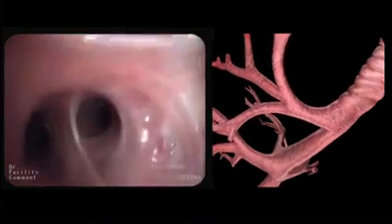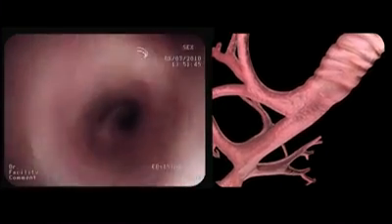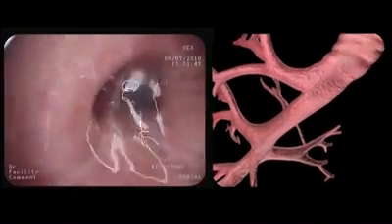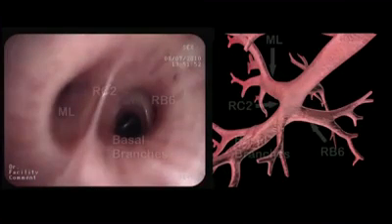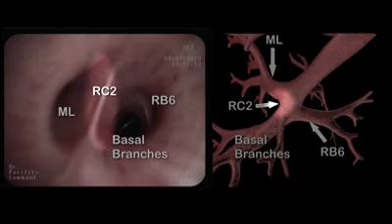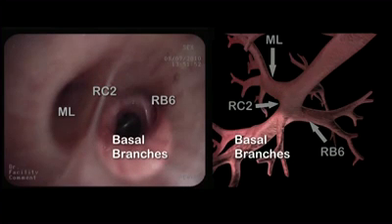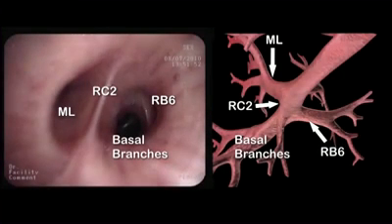We then head back and extend the bronchoscope into the intermediate bronchus. Here we identify the orifice of the middle lobe, the right carina 2, the basal branches, and the apical segment of the lower lobe, or RB6.